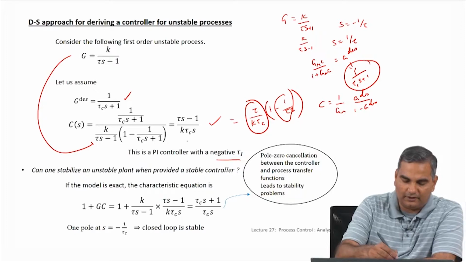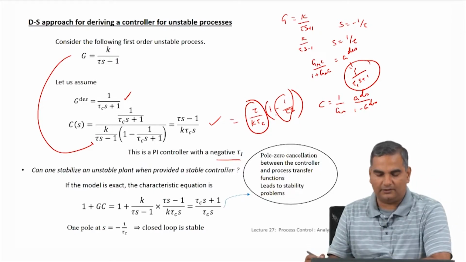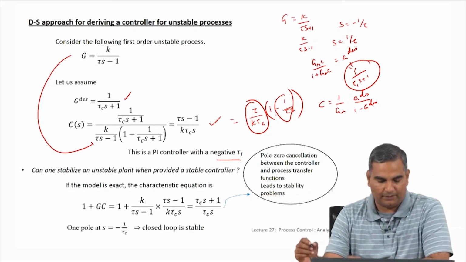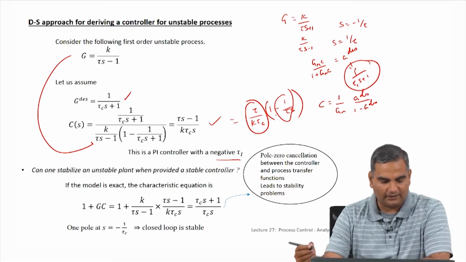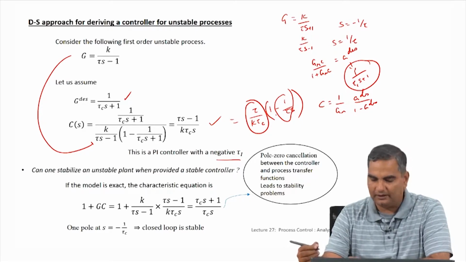And when we look at this controller again, the only thing that seems different is that now I have a tau I for a PI controller which is negative. Other than that, there does not seem to be anything that is wrong.